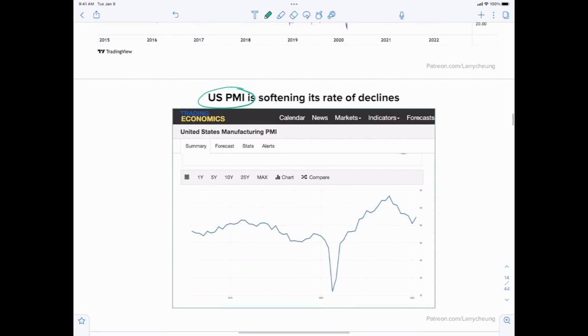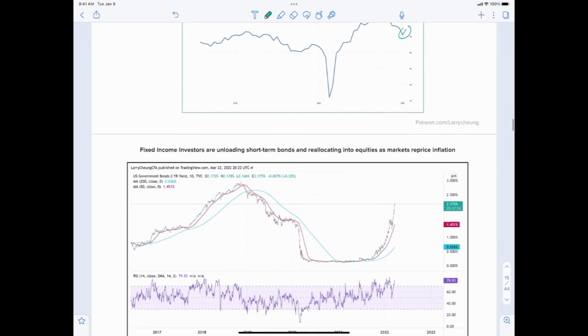Where we are seeing a little bit of softening of data is in the US PMI. In previous videos, I talked about how this is a very important forward-looking metric to understand economic growth. And throughout the last several months, this metric has fallen sharply. That said, we are seeing a slight rebound in the US PMI, softening its rate of declines. So that implies that we're not yet nearing a recession in the next quarter. But like I said, 12 months from now, that's when we start to be a little bit more cautious.